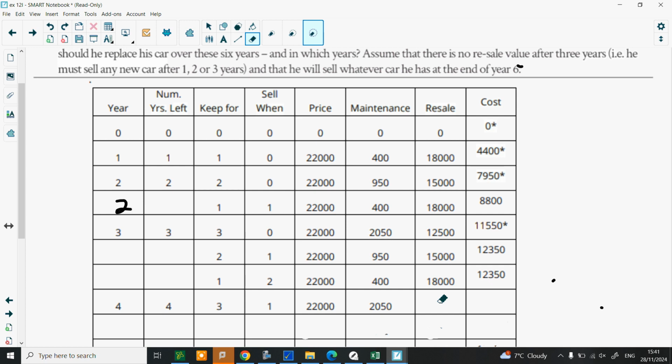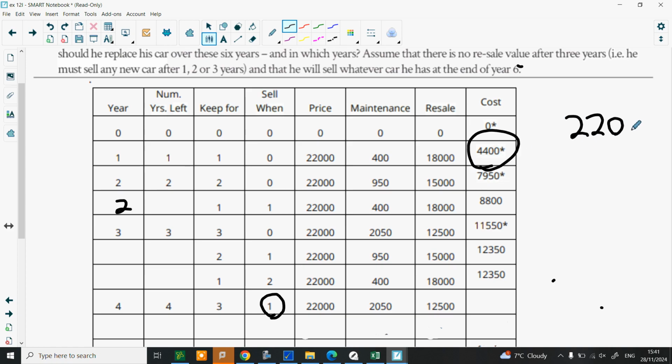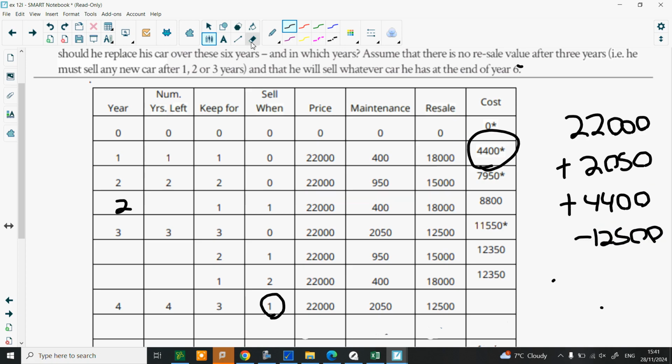2,050. Resell after 3 years? Anybody? Resell after 3 years? 1,250. And then add them together, take away the, oh, and what did we forget? See the 1? Where do we research that 1 from? The 440, isn't it? So it's the 22,000 plus the 250 plus the 440, take away the 12,500.